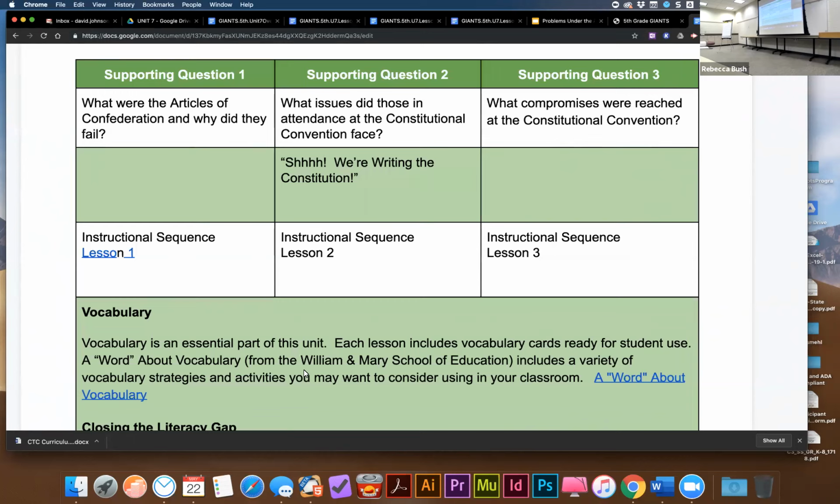I could have broken this into 2 questions, but it just wasn't as necessary because I think kids get there pretty quickly. Then we move into what issues did those in attendance at the Constitutional Convention face? And then the final lesson is what compromises were reached at the Constitutional Convention. Played with a lot of different wording for that final question. In the end, I went that route because I wanted a clear connection into what we did last year with 8th grade.